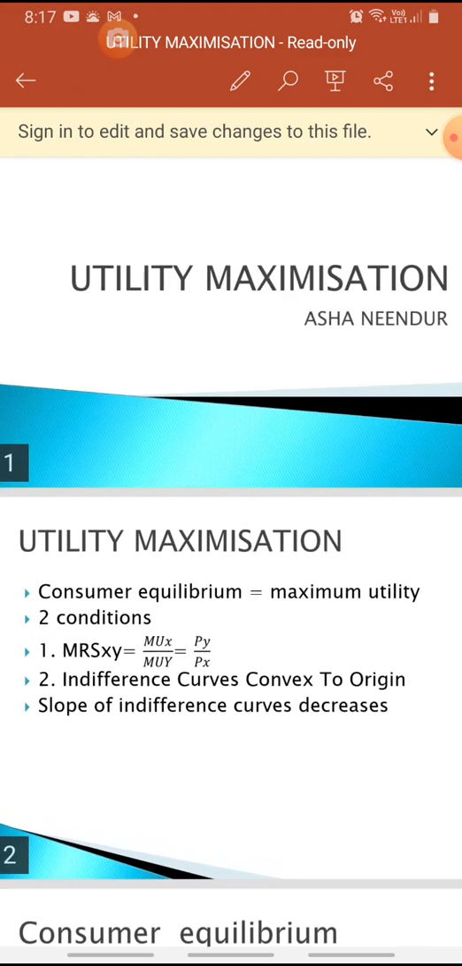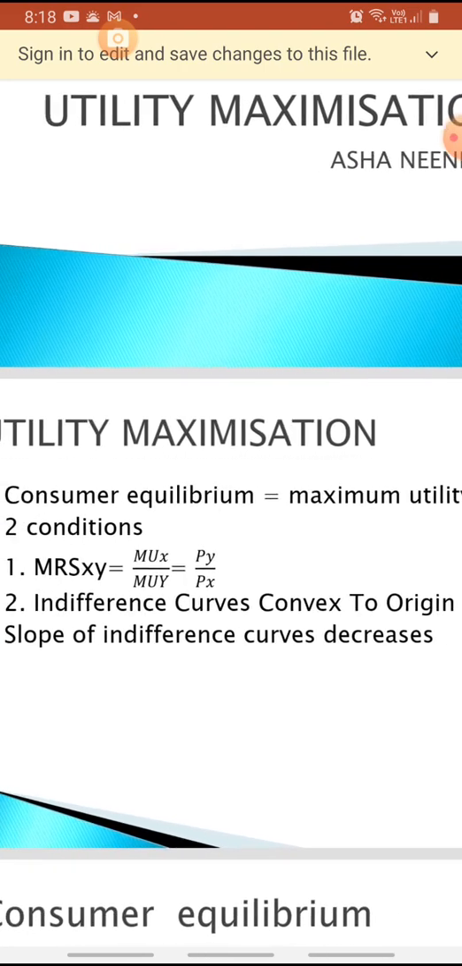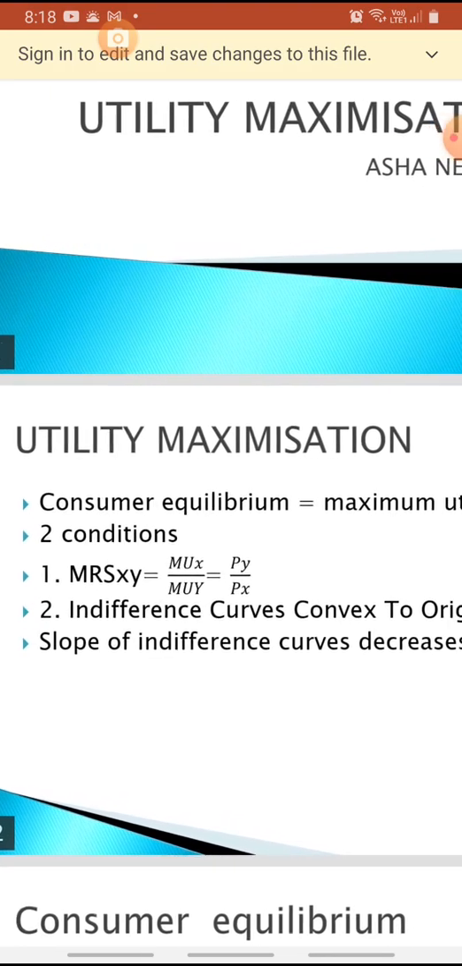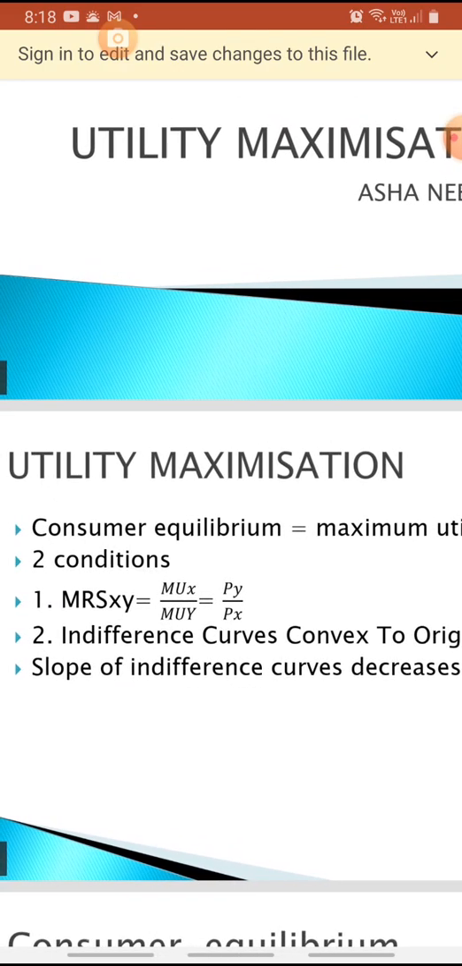There are two conditions to meet. First one is marginal rate of substitution of x for y, that is MUx divided by MUy, should be equal to price of x by price of y. This is the utility maximization condition. And second condition is that indifference curves converge to the origin. That is, the slope of the indifference curves should be decreasing. So these are the two conditions for consumer equilibrium.